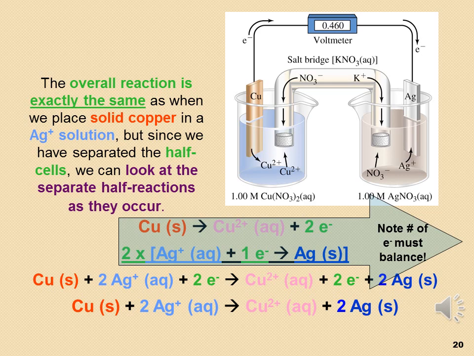If we sum up what we have on the left, plus the 2 electrons, it will end up giving us copper 2+ ions on the right hand side plus 2 electrons plus 2 silver solid. Since we have the 2 electrons on both sides of the equation, we can cancel them, so that our overall equation will be copper solid plus 2 silver ions giving copper ions plus 2 silver solid. This is our overall reaction equation.